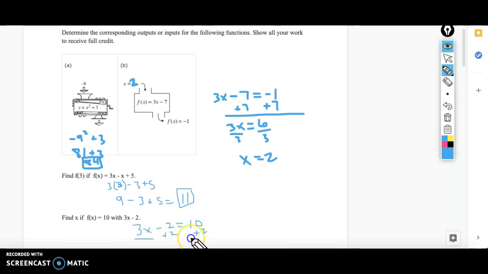Then I'm going to write it over here so I have space. I have a 3x on this side, and on this side I have 10 plus 2, which is 12. My last and final step is to divide by 3 and get x equals 4. So that was our input that we plugged in. That is the first section of this test.